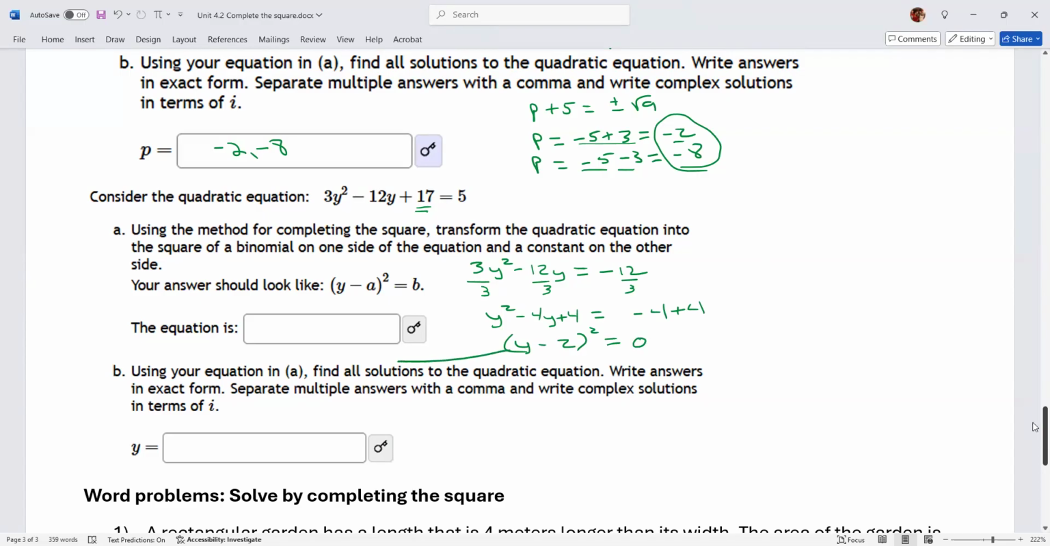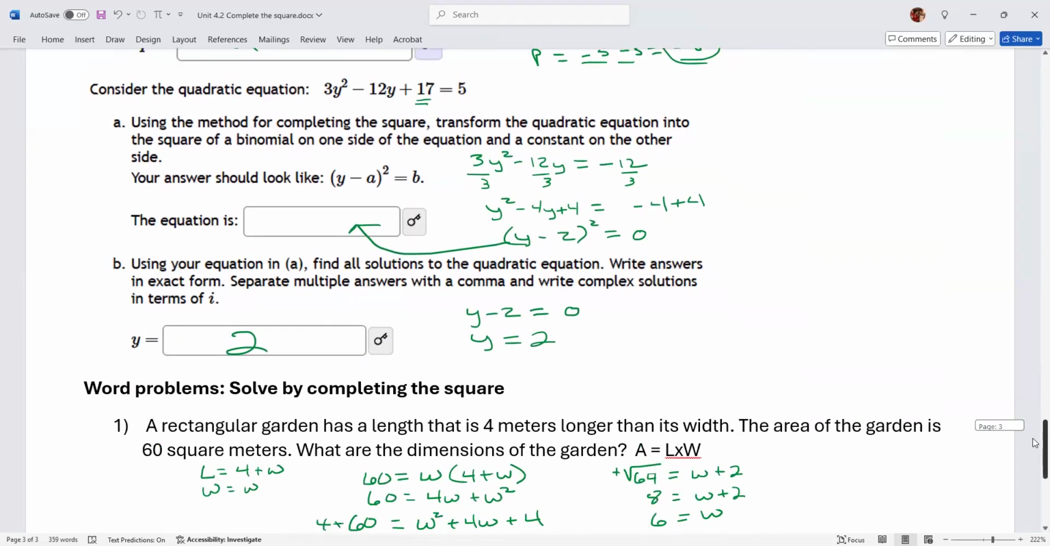So this is what you would type in here. And then we would solve it. Well, we would take the square root of both sides. The square root of 0 is 0, not plus or minus, because when you take the square root of 0, it's just 0. If I add 2 to both sides, I simply get y is equal to 2. So this simply has a value of 2. Okay, so I hope you agree this is not terribly difficult.